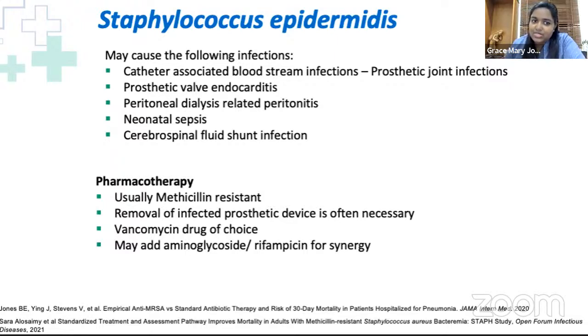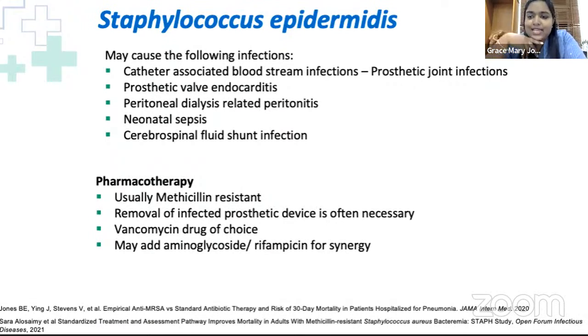Maybe you can use an aminoglycoside or a rifampicin, especially in the IDSA guidelines. They say that rifampicin can be used if it's a prosthetic joint infection. Something for synergy, you can add rifampicin. Okay, so this is regarding Staph epidermidis.